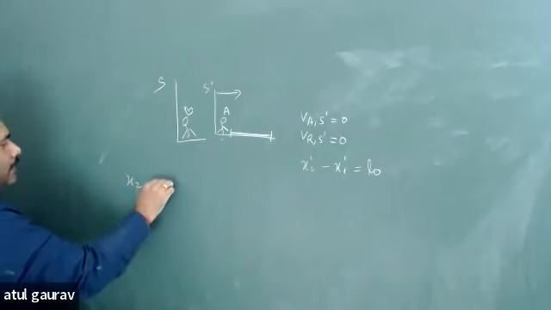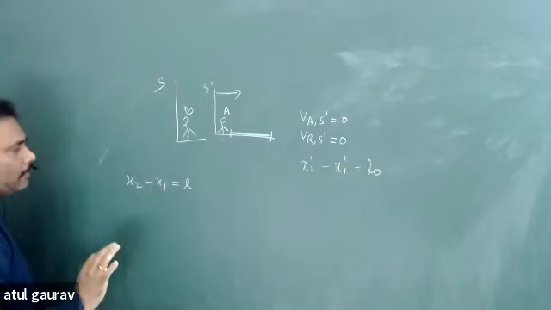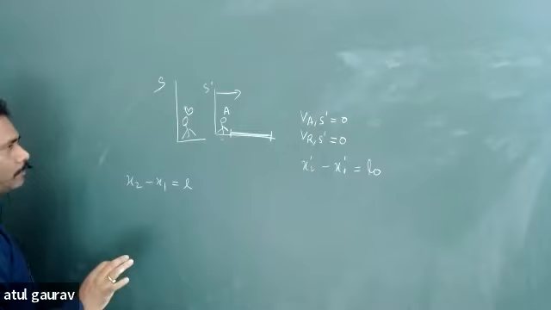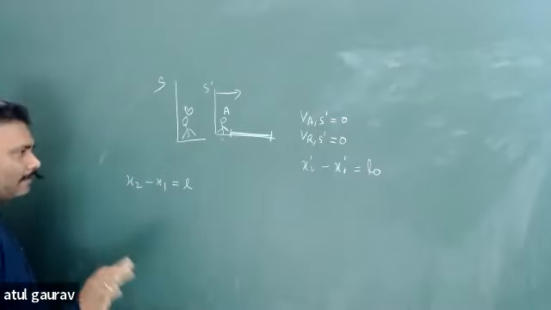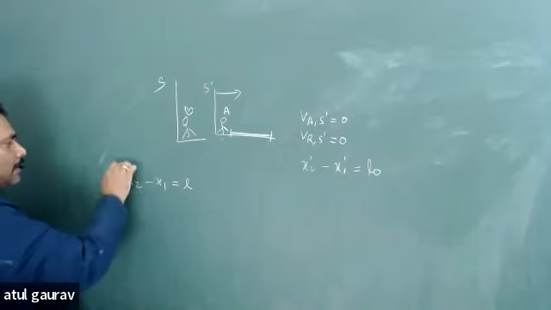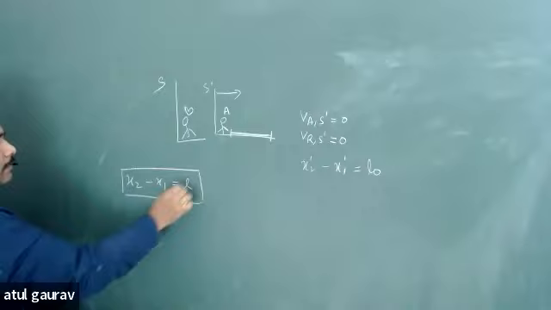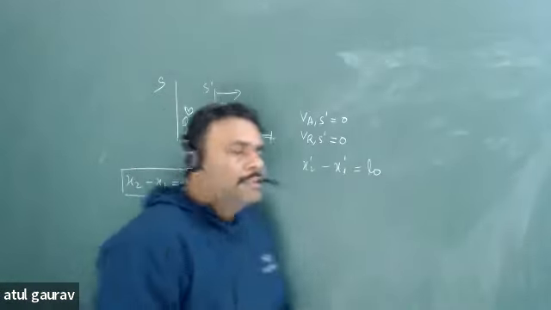Obviously x2 minus x1. It should be less than L naught, so we have to prove that thing. Okay. So now this x2 minus x1 is L, and let's see what this particular L is. So we have the Lorentz transformation here.